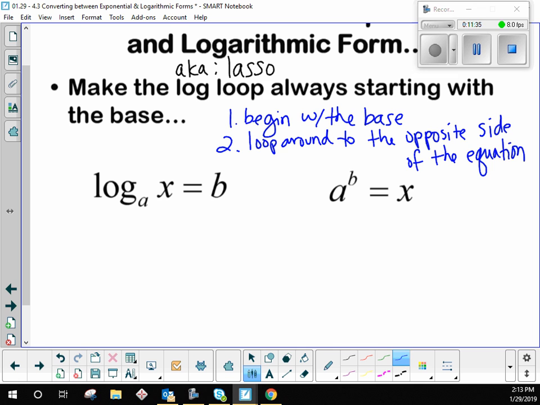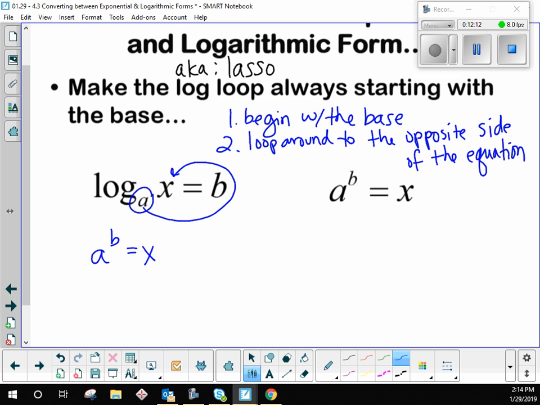So on that left side, which we said was in log form, what's going on here is that the x is hooked onto the log, okay? So to get x by itself, we convert over to exponential form like this. You start with the base, which is a. Remember, you're trying to go to exponential form, so I need the base with an exponent equals something else. That's where our goal is. You loop away to the opposite side of the equation, and you come back. And you just pick up the pieces as you go. So it's a to the b equals x.